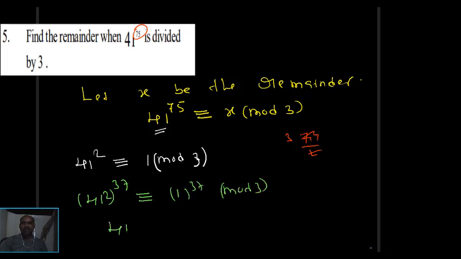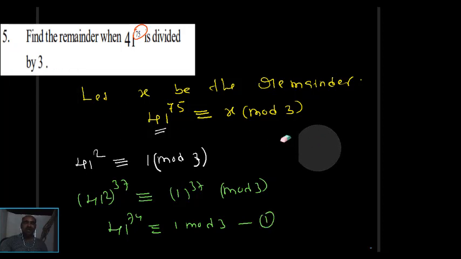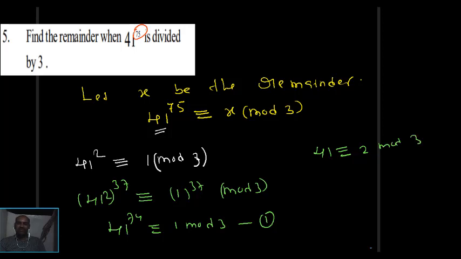So 41 to the power 74 is congruent to 1 modulo 3. This is result number 1. Next, I want 41 to the power 1, just like I want a multiple of 41. Or I can say 41 is congruent to 2 modulo 3 only. This is result 1, this is result 2.